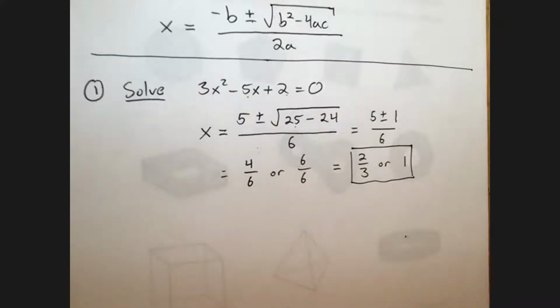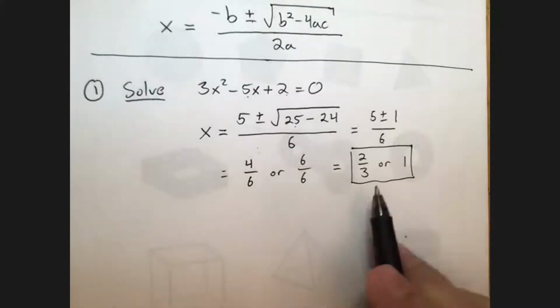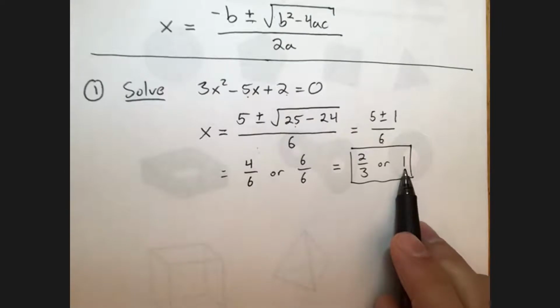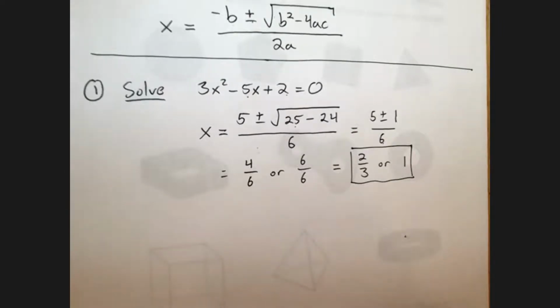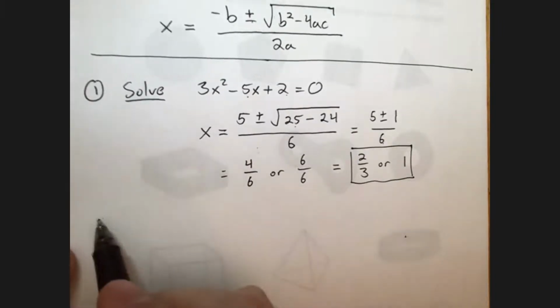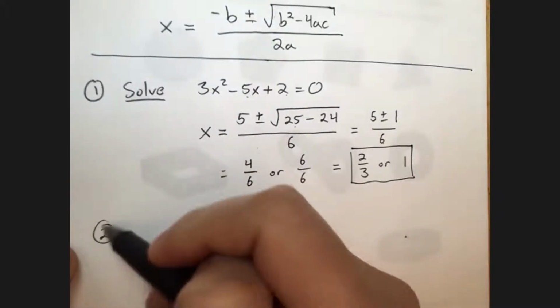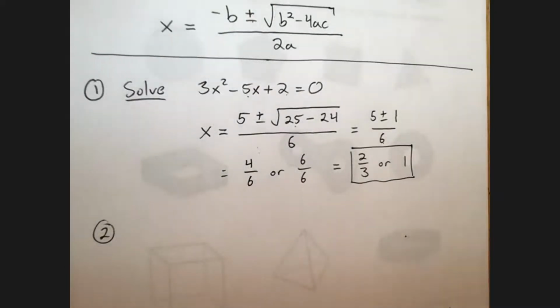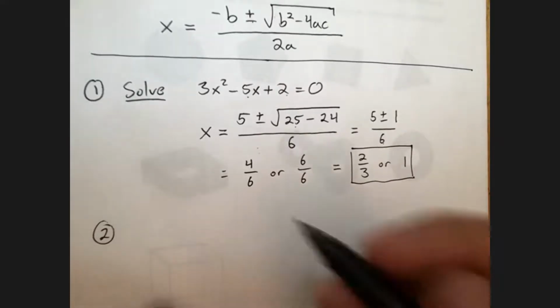In My Open Math, you'll have to write these separated by commas in the box. So you'll write 2/3, comma 1. That's the preferred form of entry in the online homework. Okay. So just applying that formula, that's all we've got to do. Let's do another one.